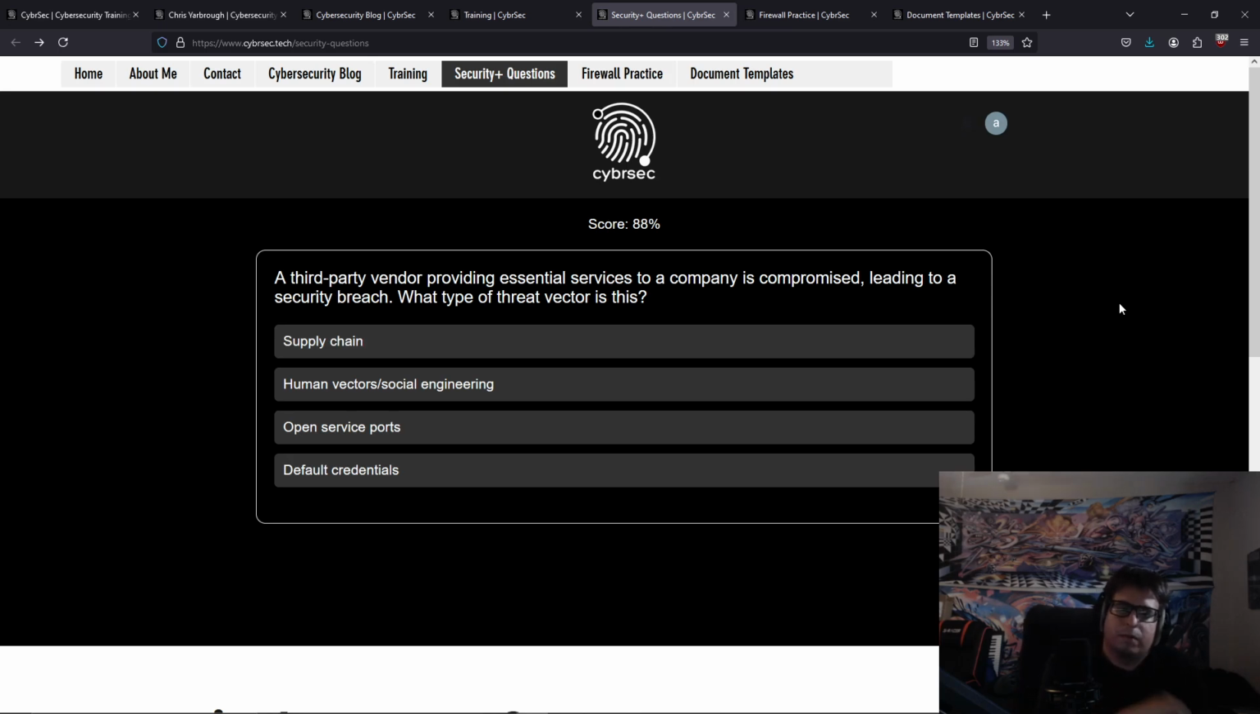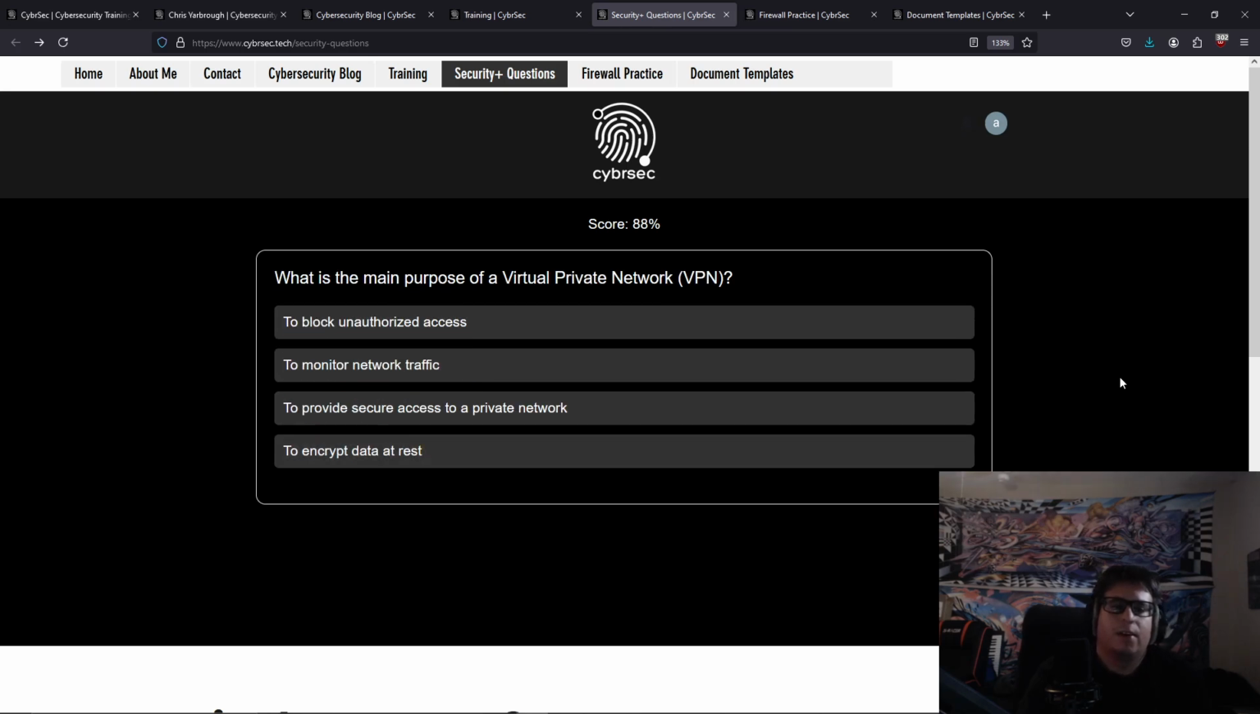A third-party vendor providing essential services to a company is compromised, leading to a security breach. What type of threat vector is this? Third-party vendor providing essential services. Supply chain. Correct. What is the main purpose of a VPN? To provide secure access to a private network.